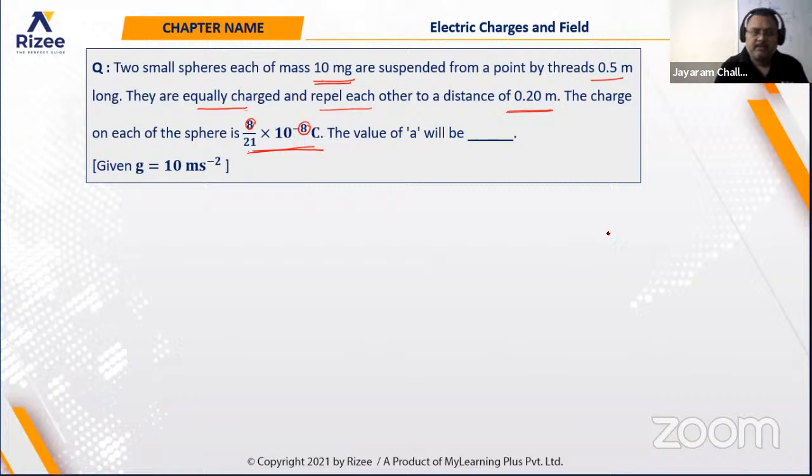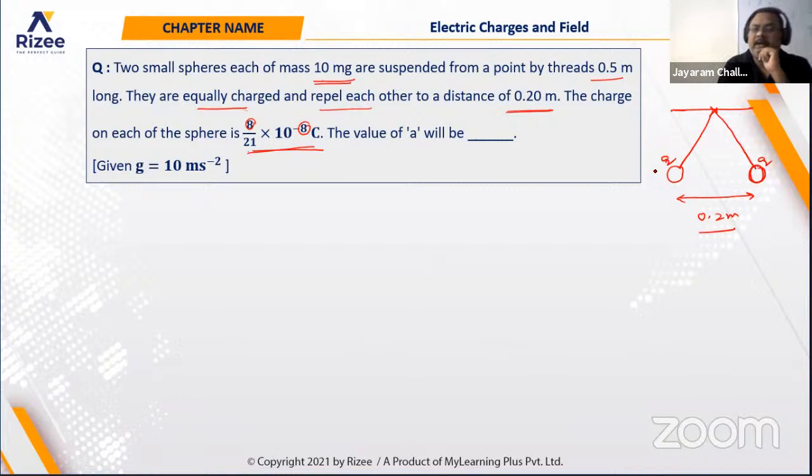Now coming to the question: two small spheres suspended from a single point. I'll draw the diagram here. This is the point where the objects are being suspended. This is one, and this is another one, which are separated by a distance of 0.2 meters. Both are having equal charges Q and Q.